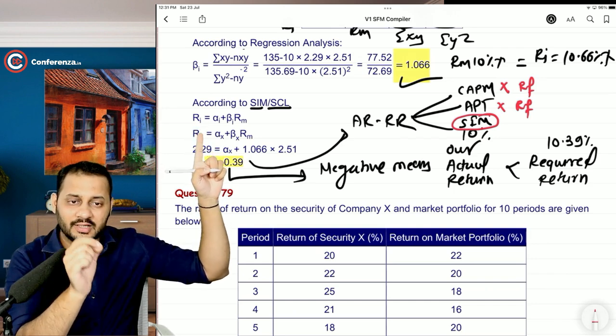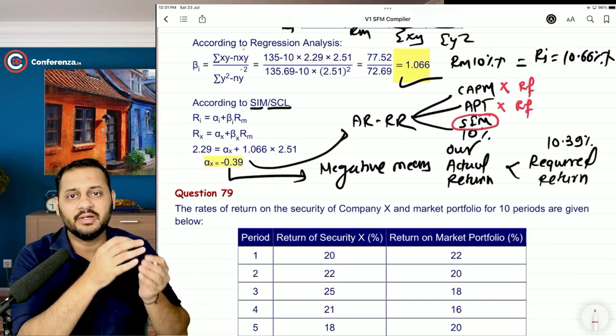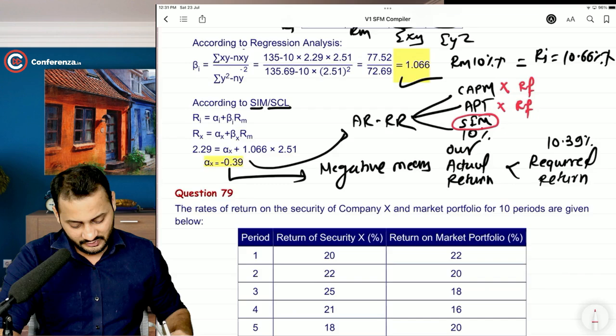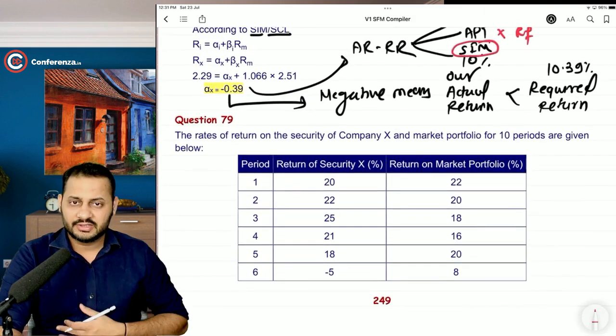There is a proper answer. CAPM and APT consist of a risk-free rate of return, which is not given in this question. Okay, question number 79 now. It is also the same thing.